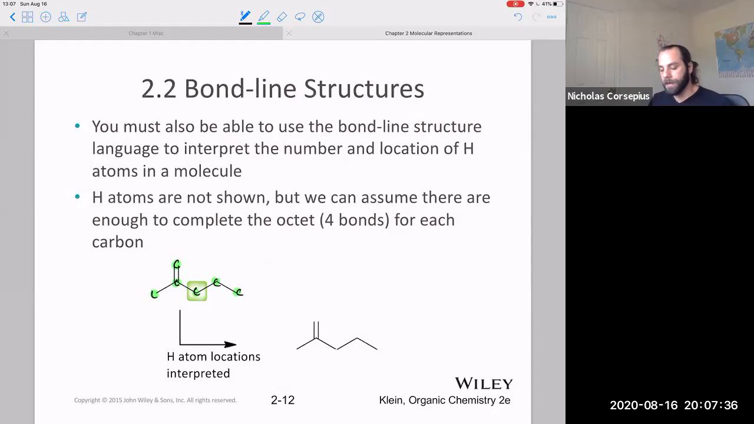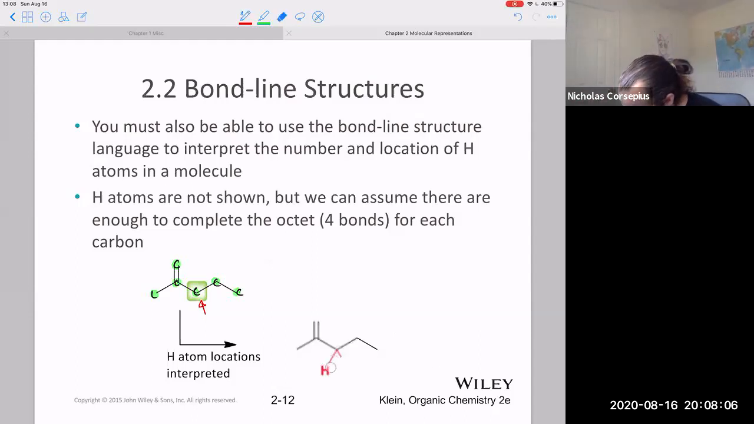So 6 carbons here. But if I'm going to focus on this carbon right here, for example, it's bound to 2 other carbons in my drawing. Well, it can't be done then, right? The drawing can't be complete because carbon can't just have 2 bonds. So what the heck is going on there? Well, that's how the implied hydrogen position information comes into play. You always just complete the octet of the carbon atom with hydrogens.